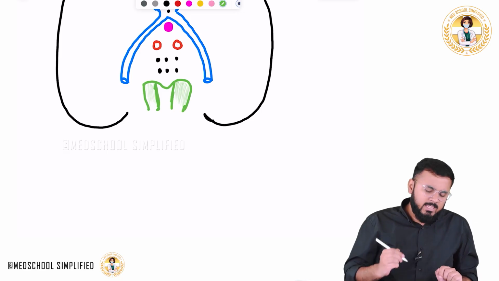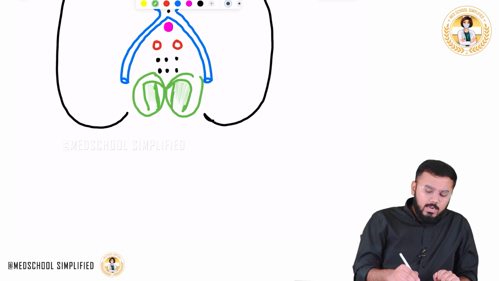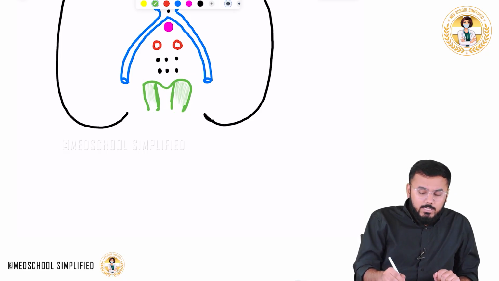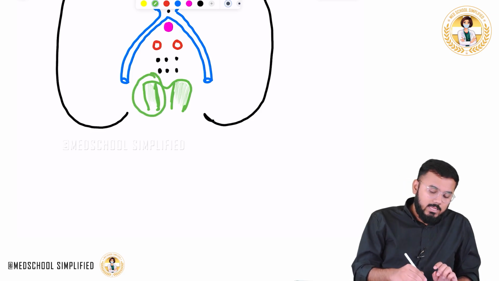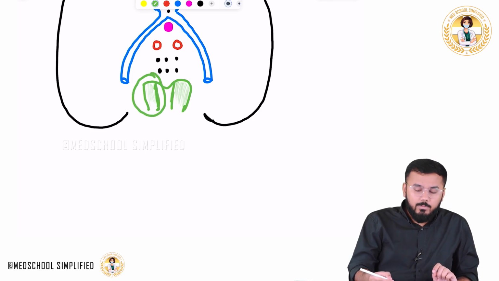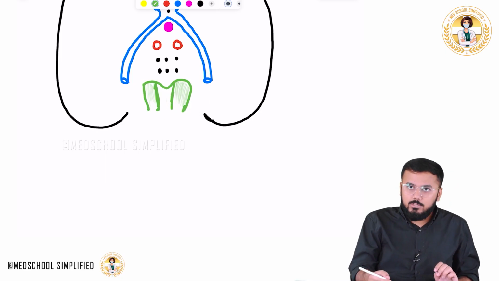Now another important thing: if this is the midbrain, then why did you draw it like this, and there is another thing like this? What are these two? These two are called the crus cerebri. This is the right crus cerebri of the midbrain and this is the left crus cerebri of the midbrain. Okay, so this is your midbrain.